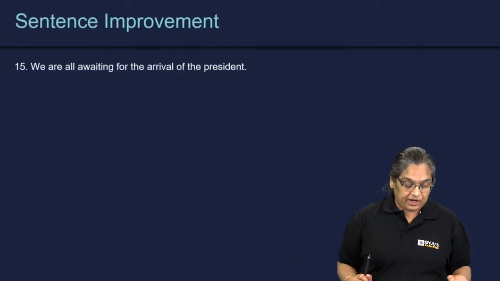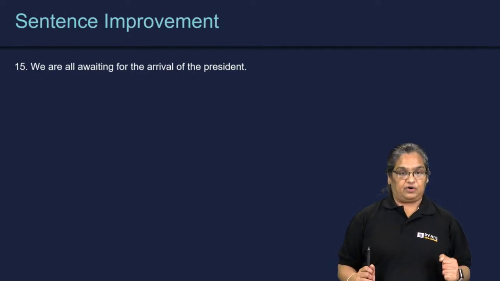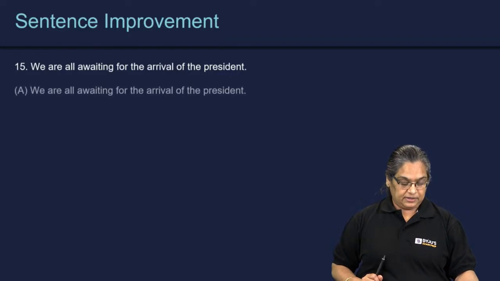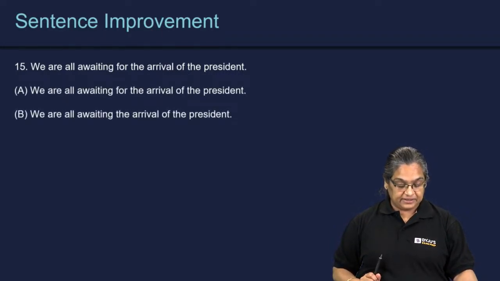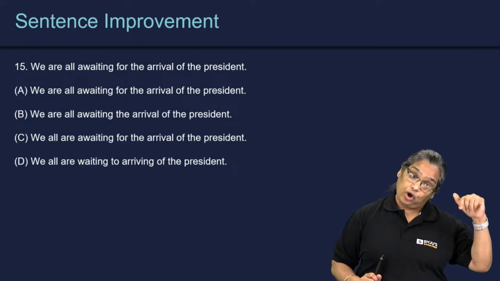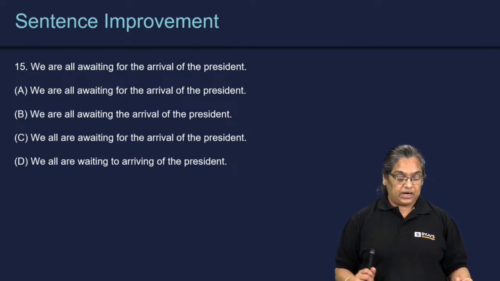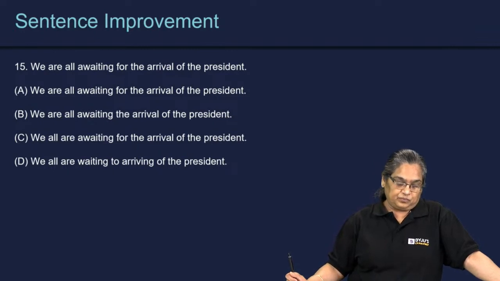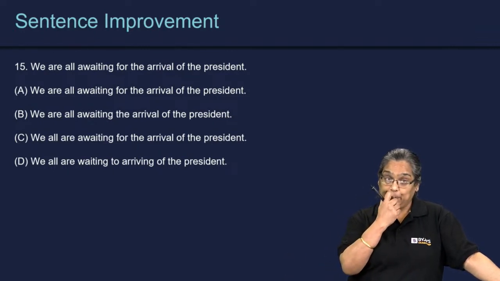Question 15. We are all awaiting for the arrival of the president. A: as it is. B: All awaiting the arrival of the president. C: All are awaiting for the arrival. D: We are all, or we all are, waiting to arriving of the president. What do you think is the correct one? Question 15.